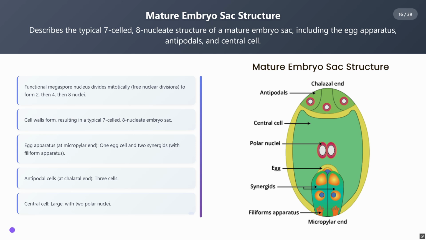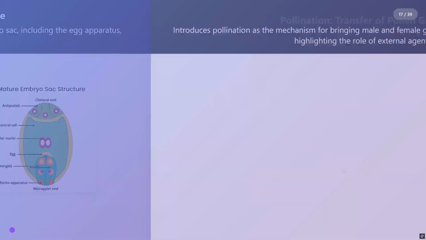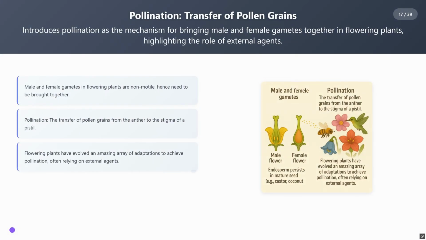Quite a setup. Now that we've got both the male gametophyte, pollen, and the female gametophyte, embryo sac, fully developed, the next crucial step is getting them together. That's pollination, right? Absolutely. You've hit the nail on the head. In flowering plants, both the male and female gametes are non-motile. They can't swim or move on their own, so they absolutely need a mechanism to bring them together for fertilization to happen. And pollination is that mechanism.